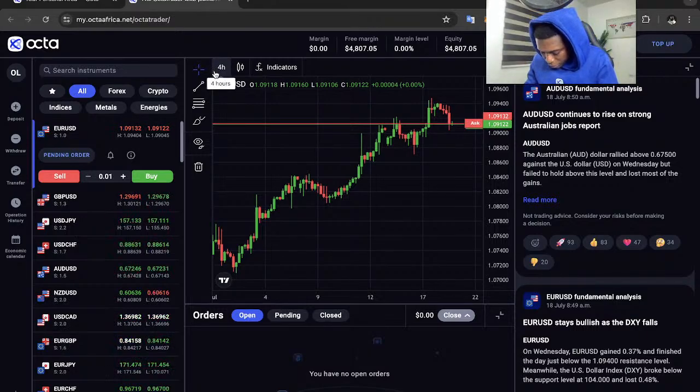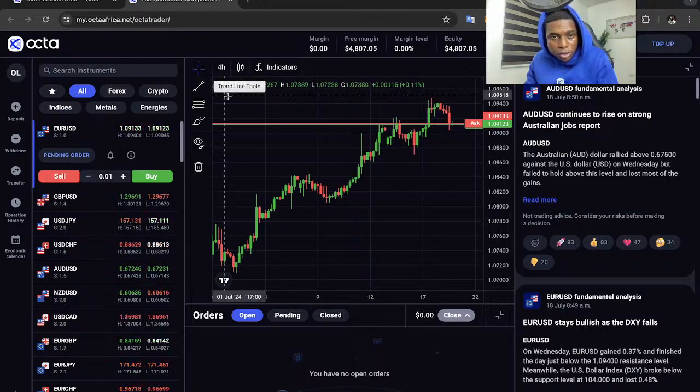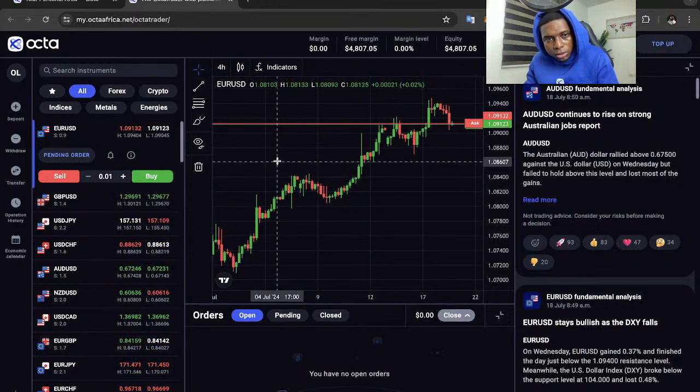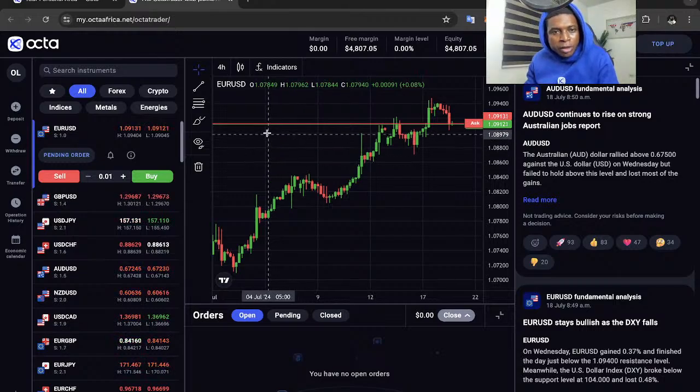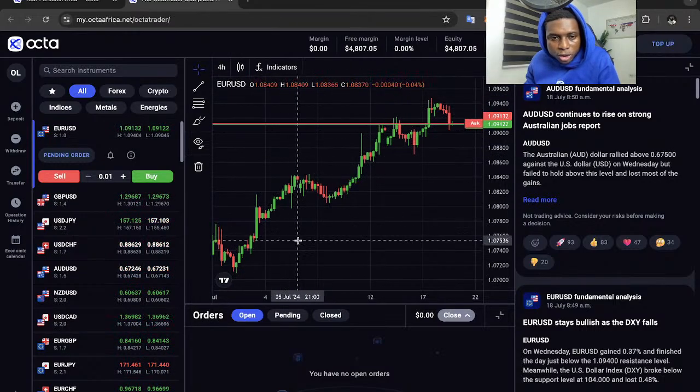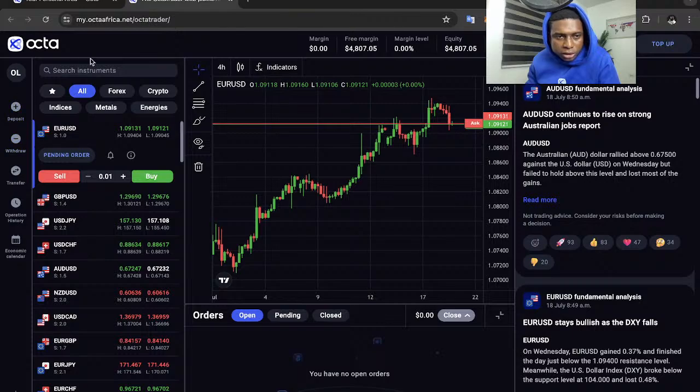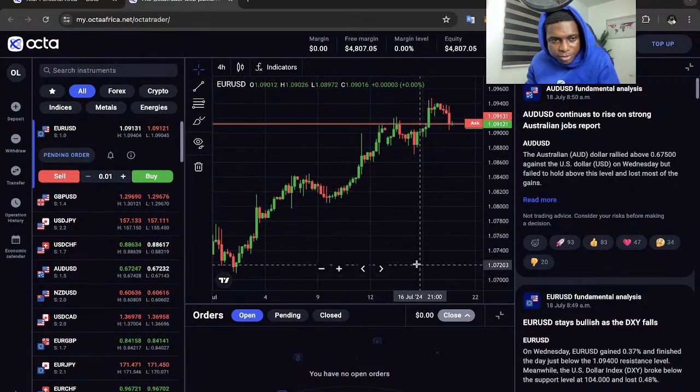Okay, someone suggests we analyze gold. All right, so once I'm done with Euro USD, we then jump on gold. Okay, all right, so today we want to look into the Euro USD market, and interestingly, we are using our Octa trader platform, which has been quite fantastic.